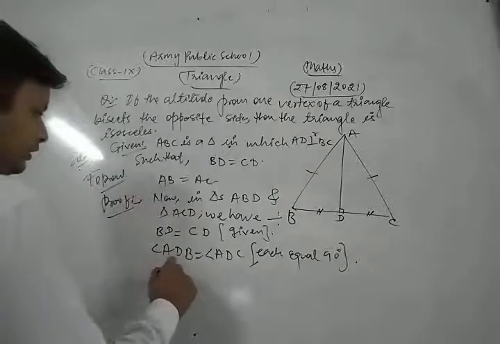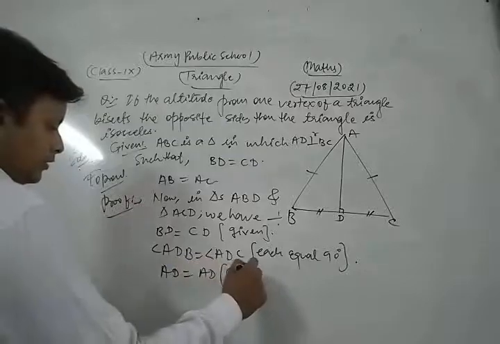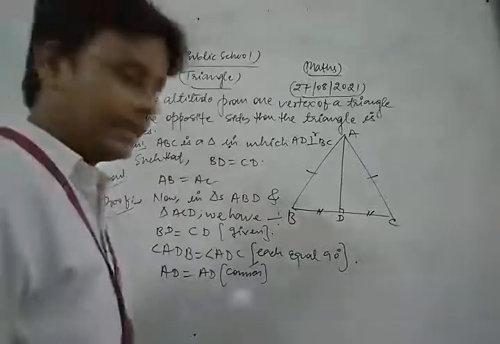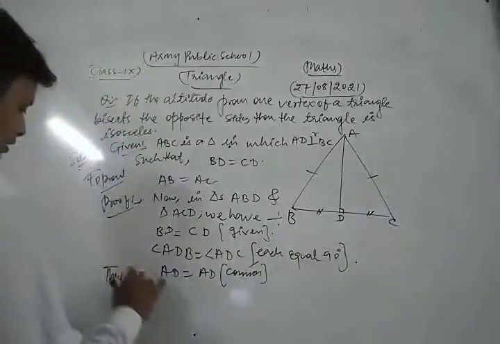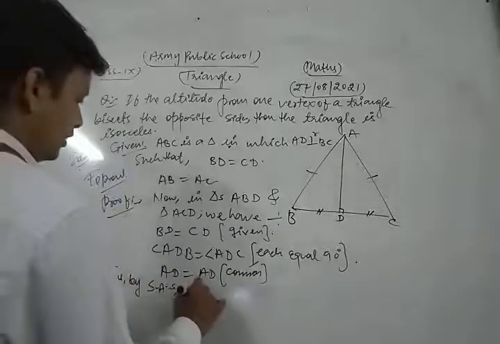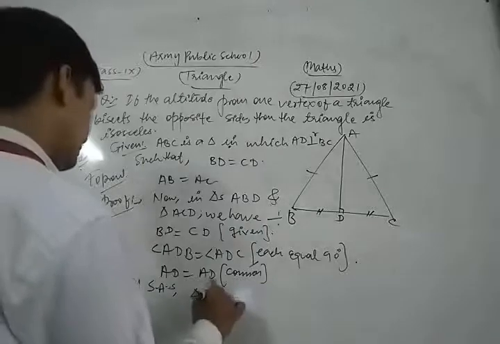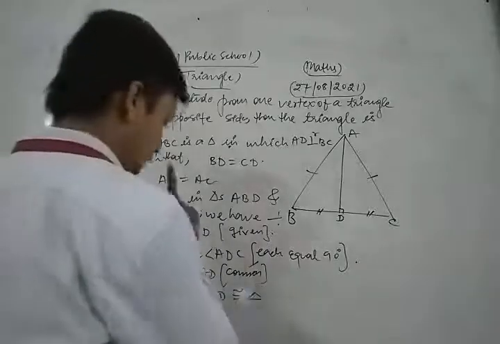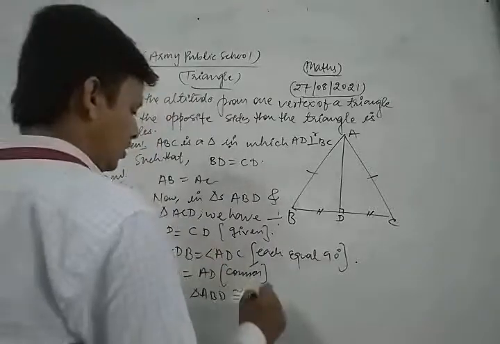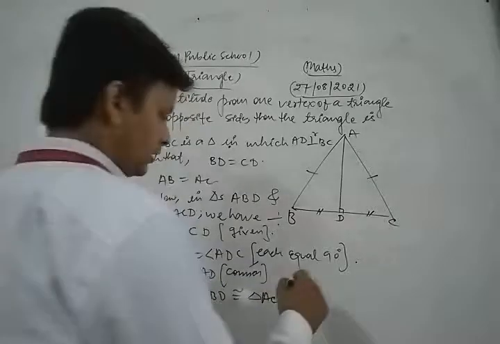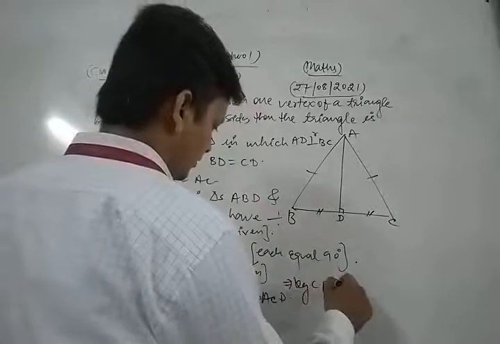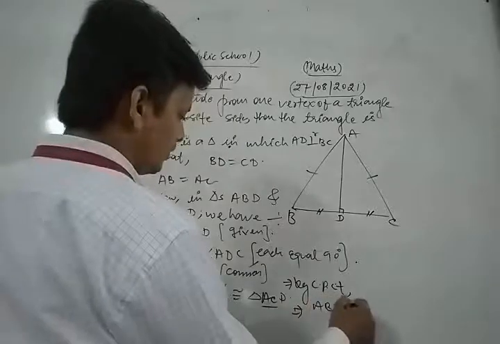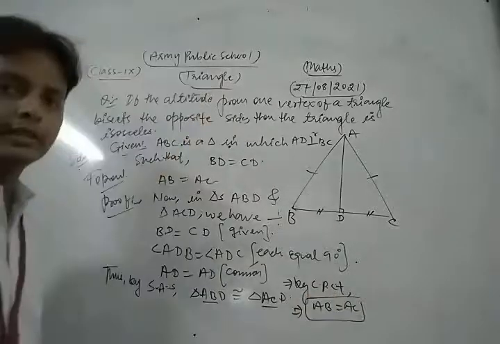And AD is equal to AD. This is common. Thus by SAS, triangle ABD is congruent to triangle ACD. Thus by CPCT, AB is equal to AC.